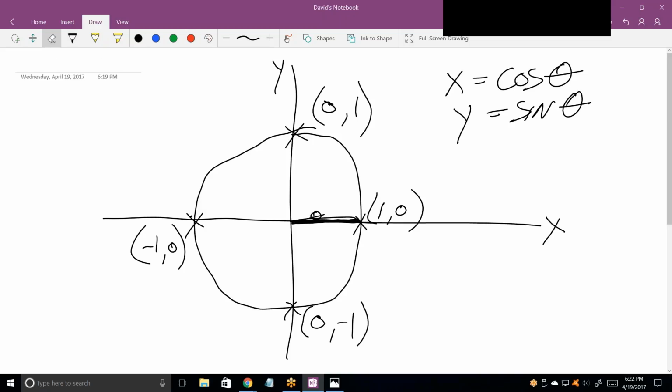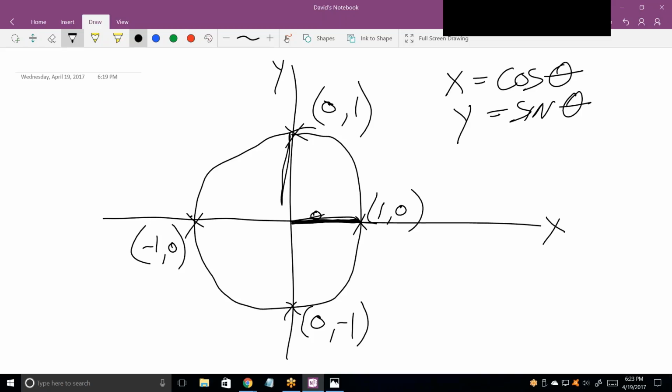What's the sine of 0? 1. No. What's the y-coordinate of this point? 0. Correct. So the cosine of 0 is 1. The sine of 0 is 0.